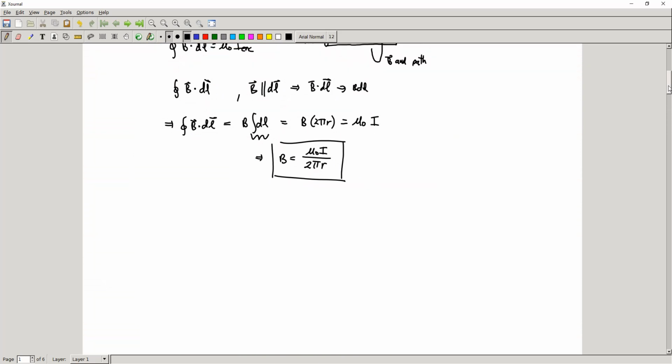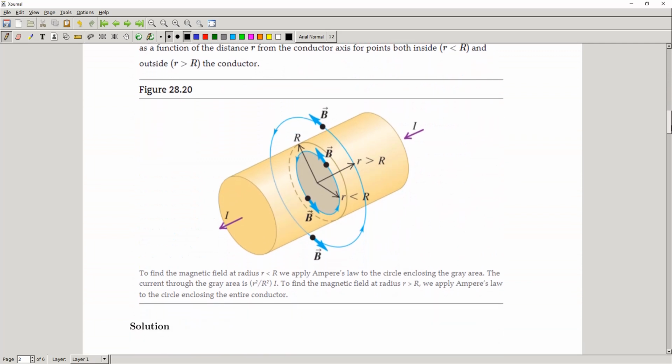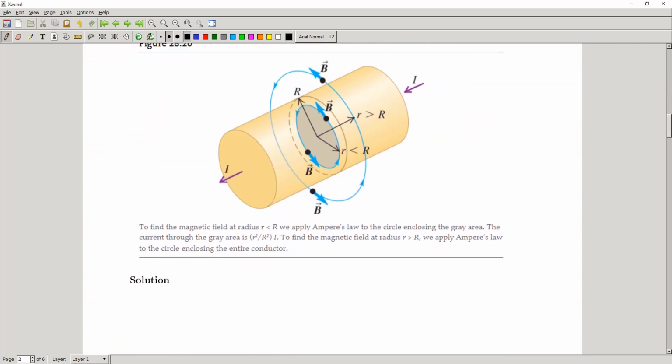So we're going to end up finding that this is true when we're outside of the wire, but we need the magnetic field inside the wire as well, and then we're going to plot the thing and take a look at what it looks like. So let's get started with that.